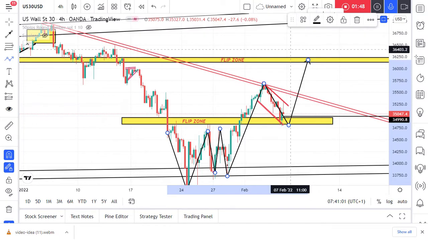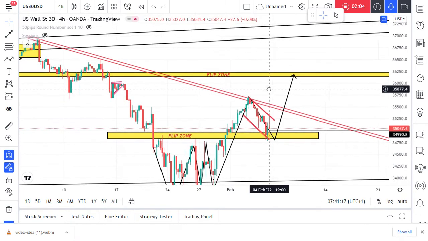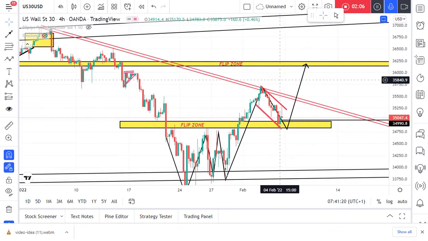On the daily time frame, we anticipated that price will get to this area. So once price gets to this flip zone, depending on what the market does at this area, we will see if we can add more positions or take profit on our earlier positions from this level. So this is what I'm looking out for on US30 on the 4 hours time frame, but I'm not going to be taking my entry on the 4 hours time frame.